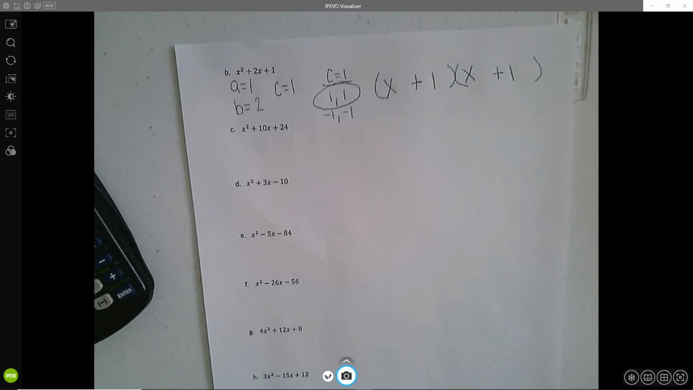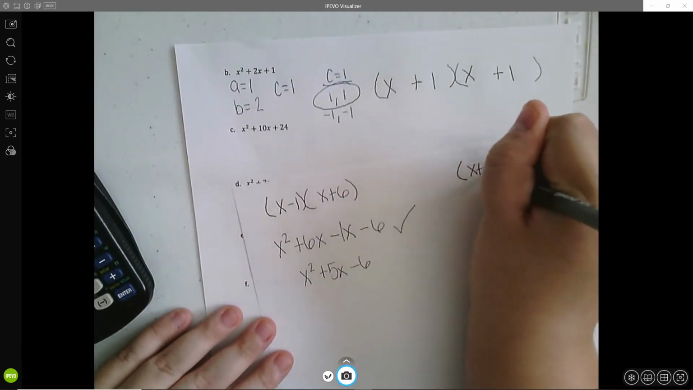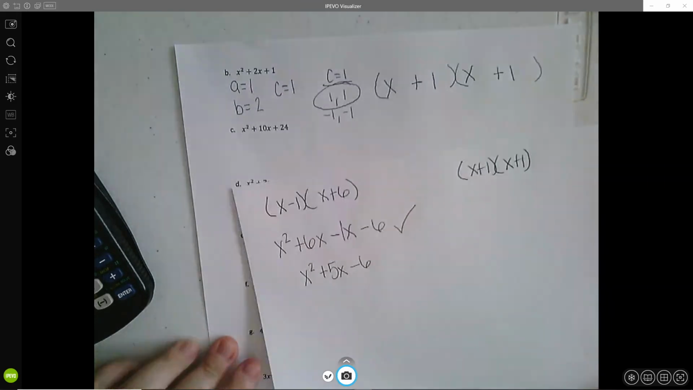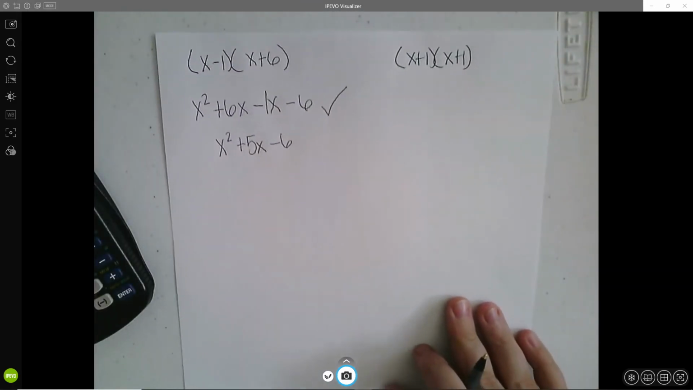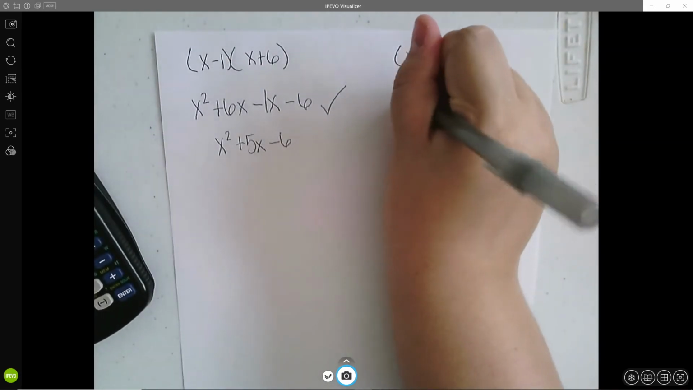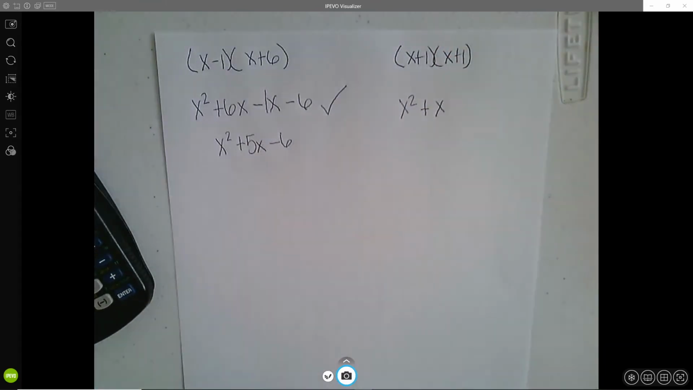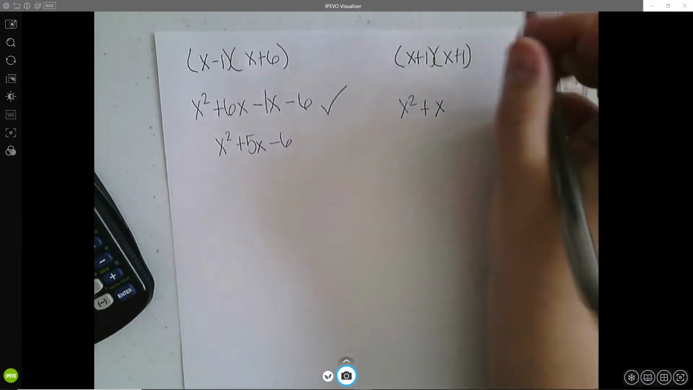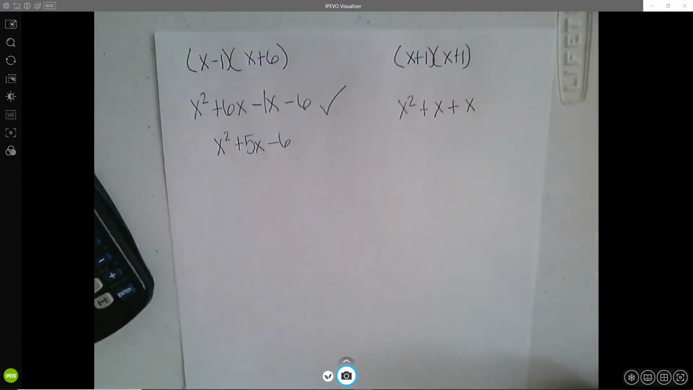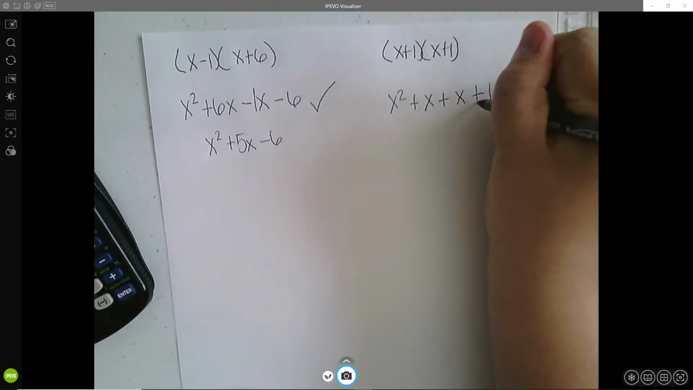Remember, we can check it. The checking tool is a tool just for you to use if you want to guarantee you got the problem correct. I went back to this page and we checked the first one. I'm going to FOIL. X times x is x squared. X times 1 is a positive 1x, or just a positive x. 1 times x again is a positive x. And then 1 times 1 is a positive 1.